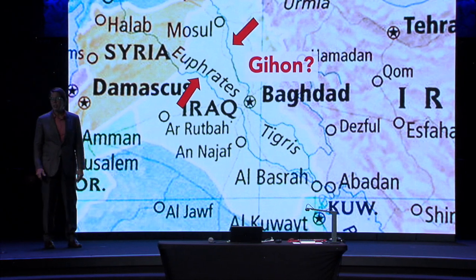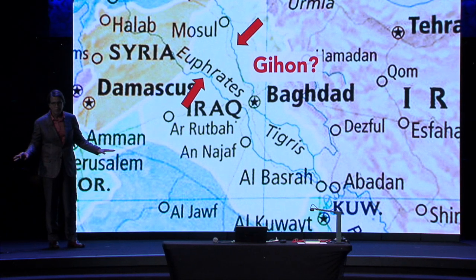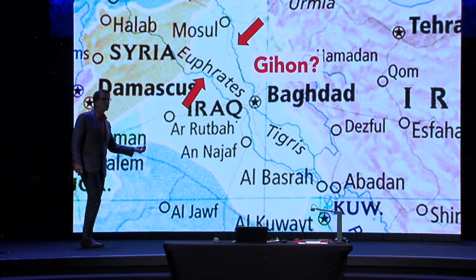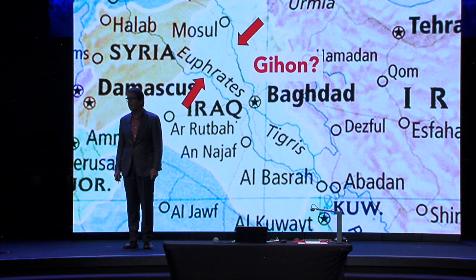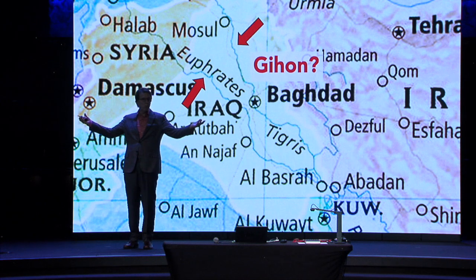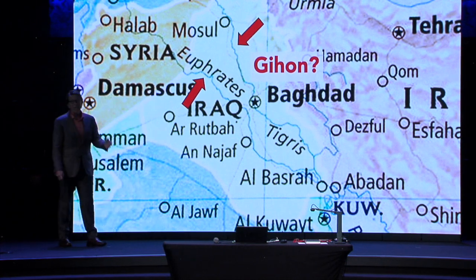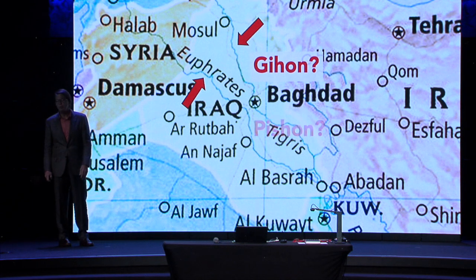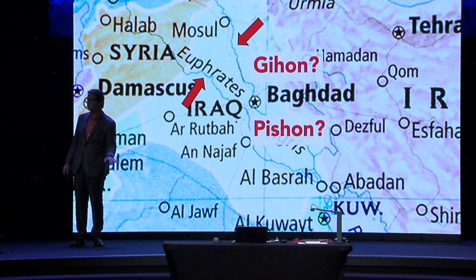Well, the Gihon is gone. We got no clue where it is. Oh, there's a Gihon spring in Jerusalem, but that's not what it's talking about. We don't know where the Gihon is. Well, maybe I'm just having a little bad sight. How about the Pishon? No, we ain't got that either. Absolutely no clue what river's being talked about.